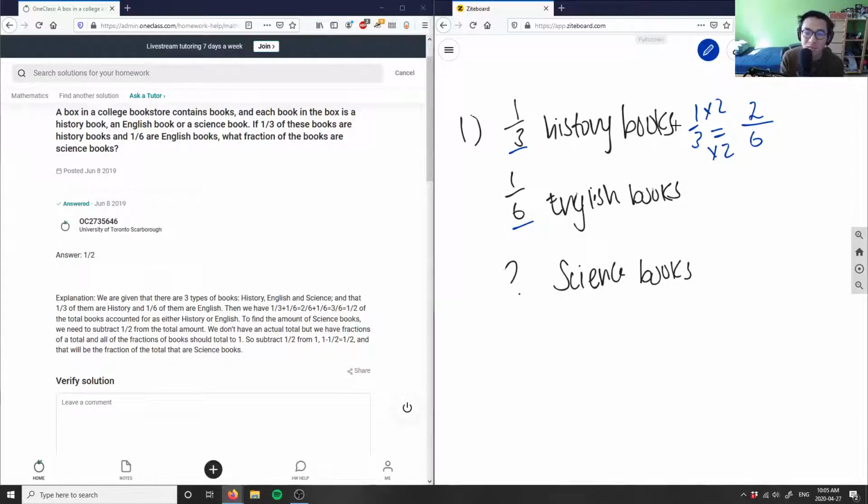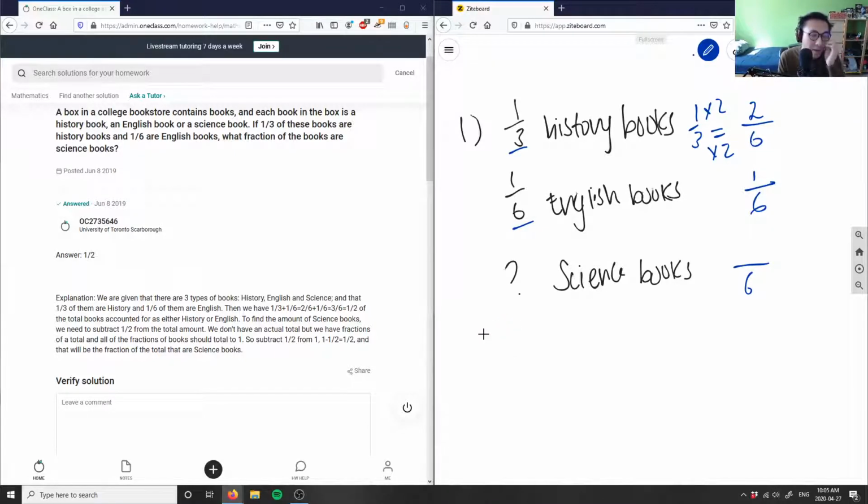Also 2/6 of them are history books as well. English is 1/6, right? And we have to figure out how many 6ths are science books as well. So if you recall from how to learn about fractions, all my fractions have to add up to 1 here, right?